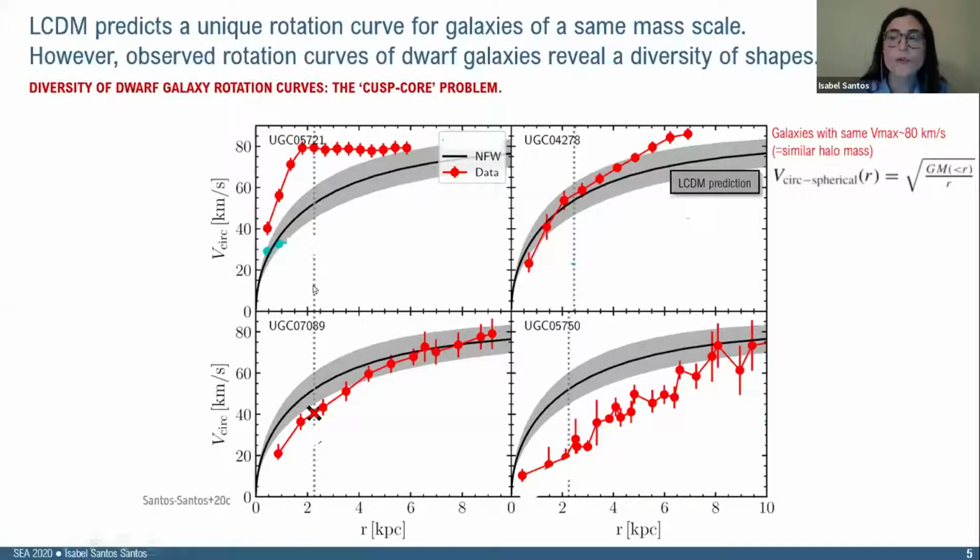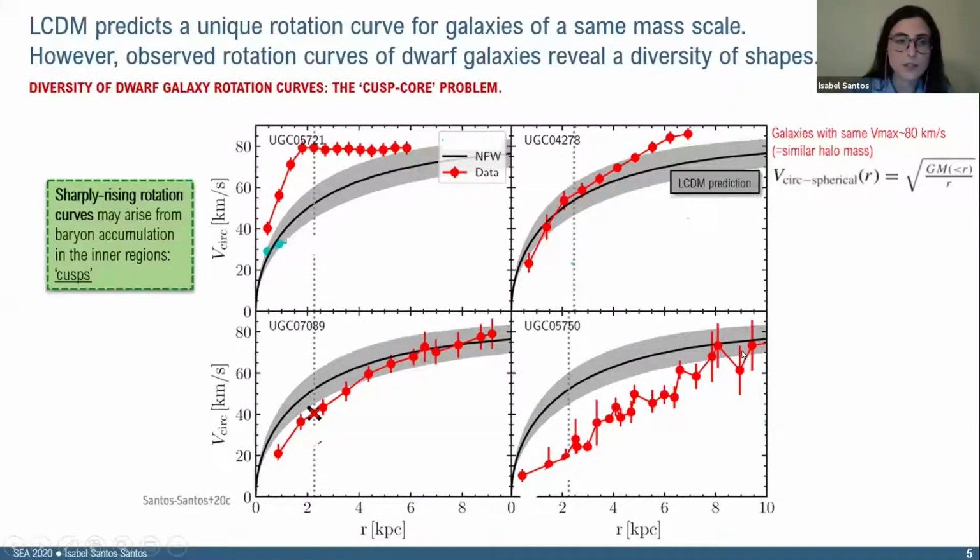Here I'm showing 4 dwarf galaxies that have a similar mass, for which ΛCDM predicts the rotation curve shown as a black line. However, some of them rise more steeply in the inner regions, some are compatible with the prediction, and some rise very slowly.